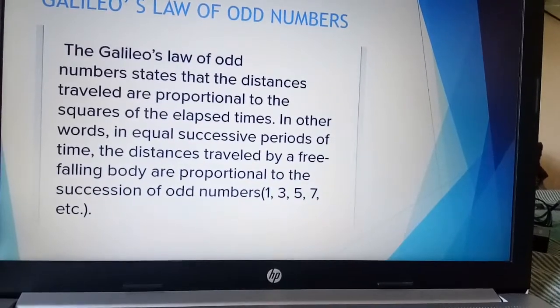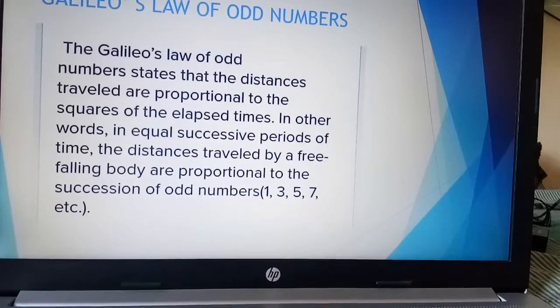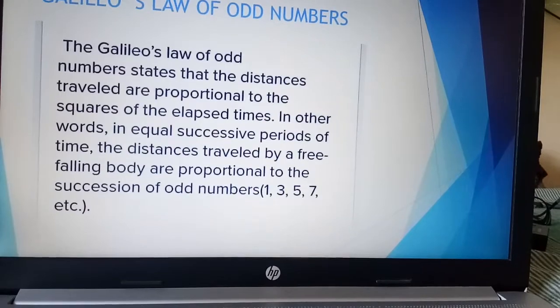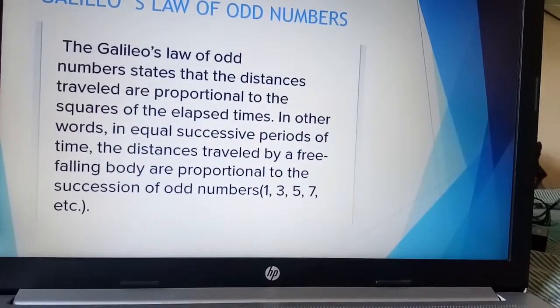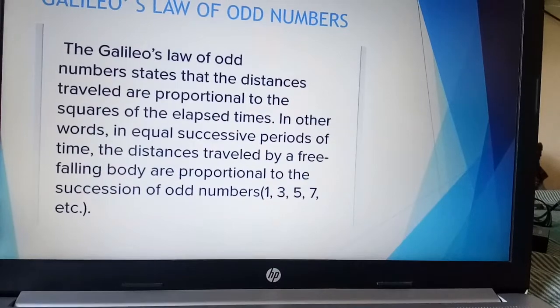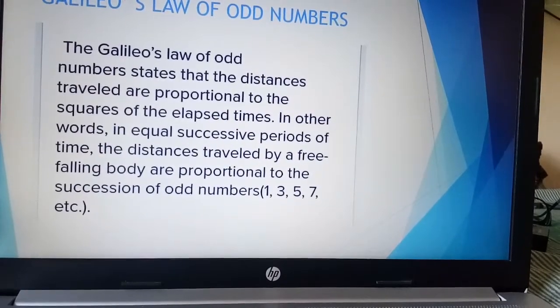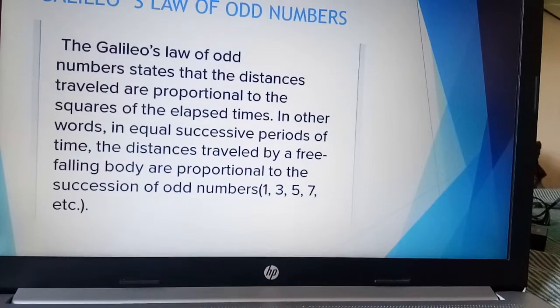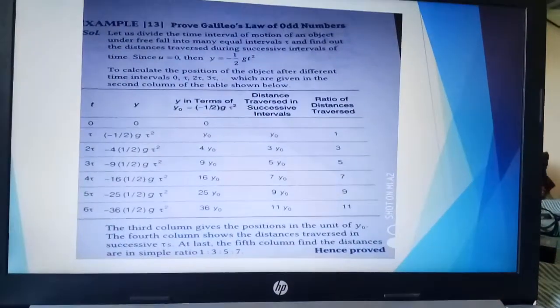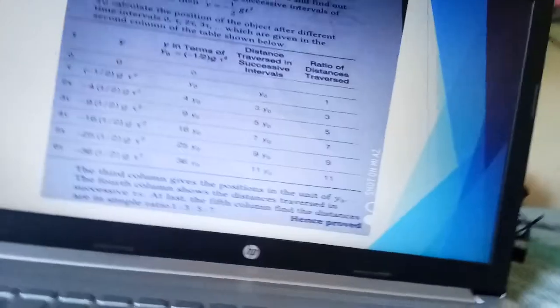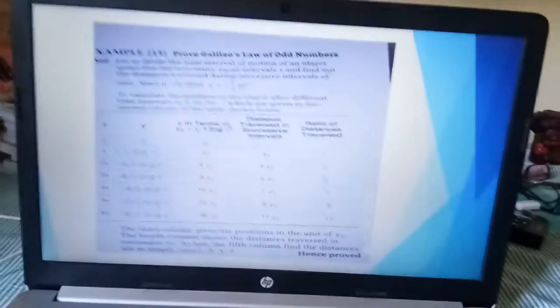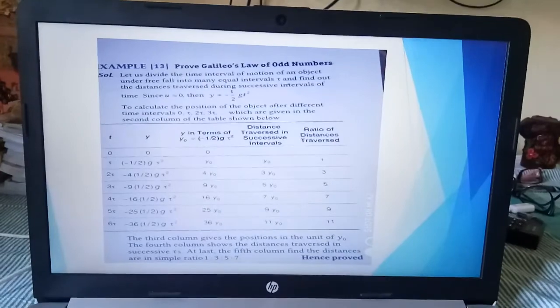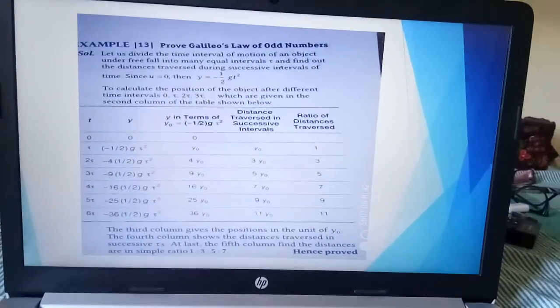If you take the ratios of the differences between the successive distances, you are going to get 5 is to 15 is to 25. If you take the ratio of the differences, you are going to get the distances travelled by a free falling body proportional to the succession of odd numbers, 1 is to 3 is to 5 is to 7, etc. So this is how it is calculated. If you look at this, distances covered half gt square.